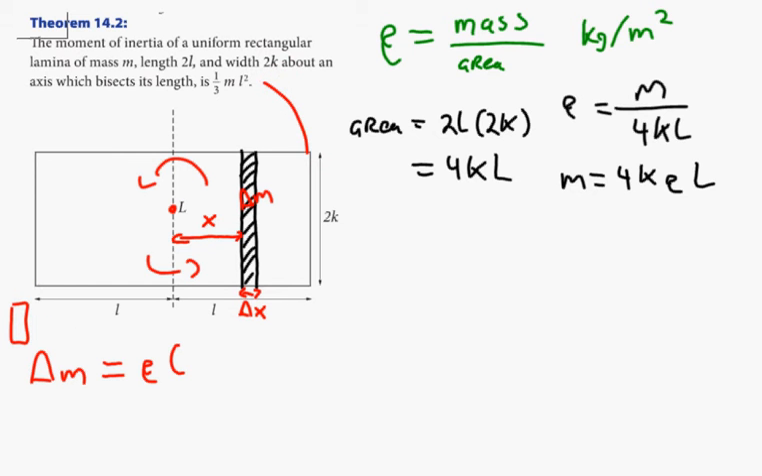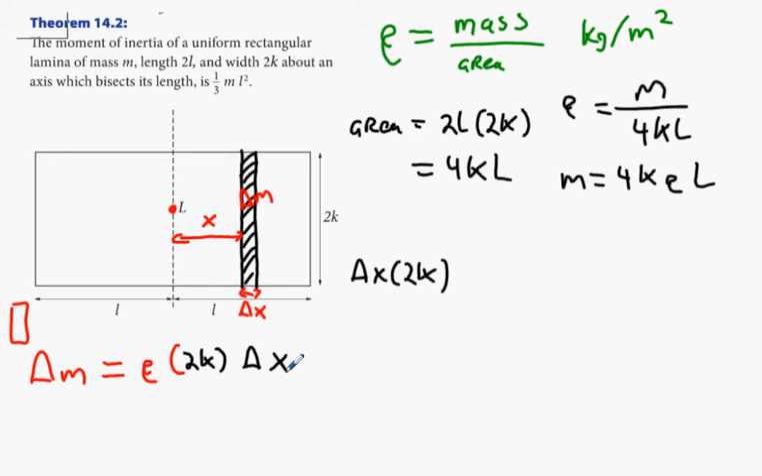Okay, so the area of this is delta x multiplied by 2k, which is going to give me what? 2k delta x. So the mass delta m is rho times 2k delta x.